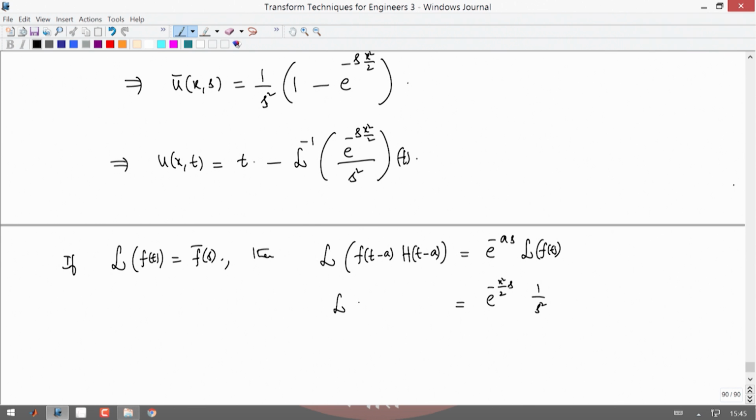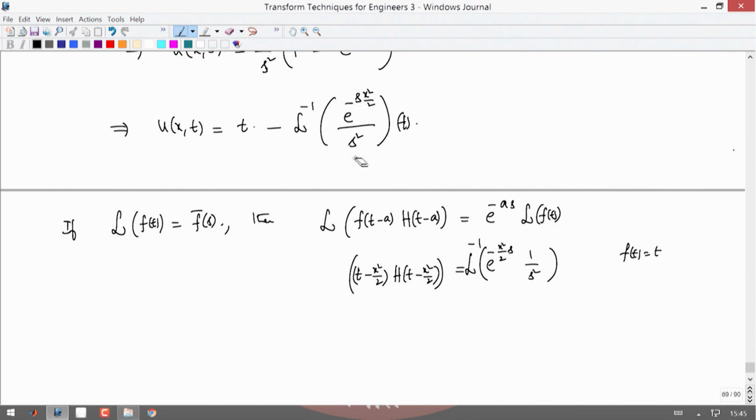So, this is equal to the Laplace transform of, in the place of f, I write 1 by s square as the Laplace transform of t. So, I can write here f of t is t, and f of t minus a is t minus x square by 2, times the Heaviside function of t minus x square by 2. This is what you have. You take the inversion here, so both sides you have to take the inversion. The Laplace transform of t is 1 by s square again, so this is exactly what we have here.